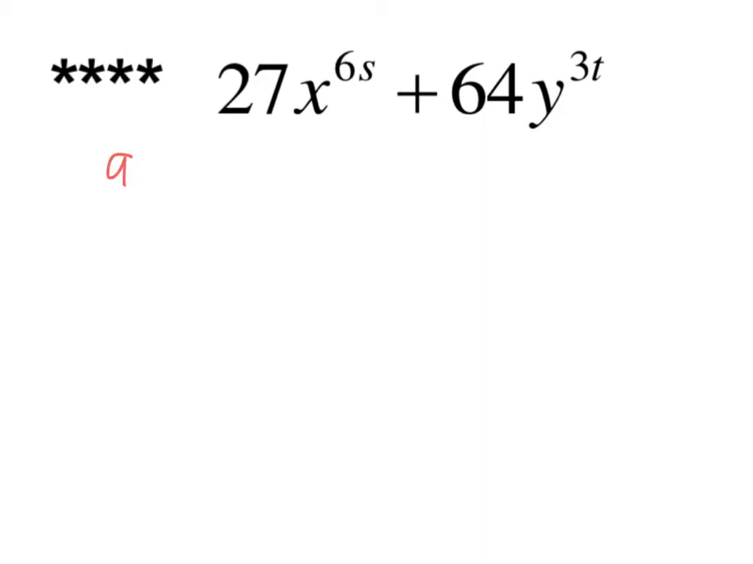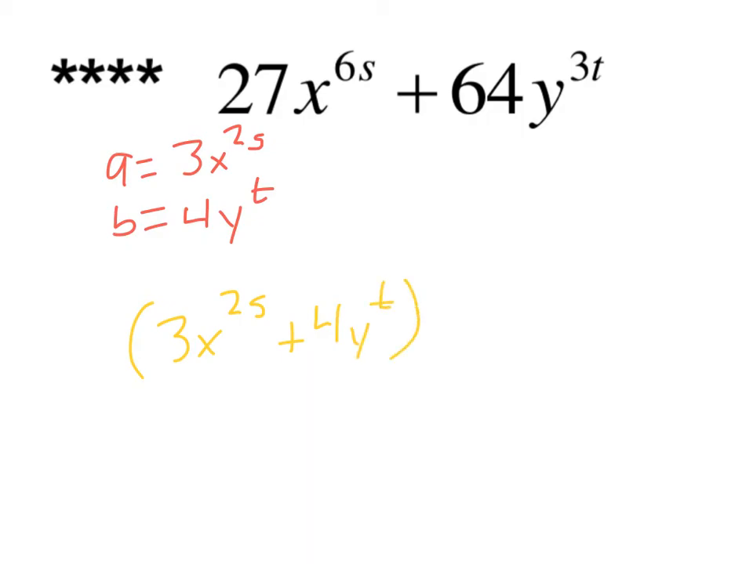So first, I'm going to identify my a and my b. My a is going to be 3x to the 2s. My b will be 4y to the t. And remember, the exponents, we get those by dividing by 3. That's how we take a cube root of something. And then the numbers is just a normal cube root. Now, plugging into the formula, this is going to be a, which is 3x to the 2s, plus b, 4y to the t, times a squared.